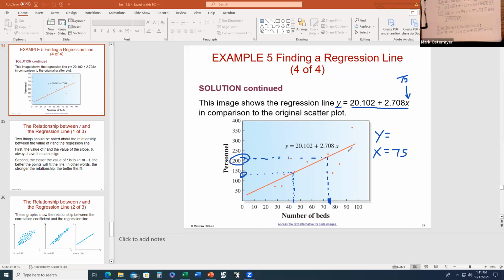So we can use this line for predictive purposes. Now, here's a very good question. Would we have any faith in making a prediction for a hospital that had 300 hospital beds in it? Anybody want to weigh in on this? Why or why not? This is a pretty deep question, so don't feel bad if you don't know the answer. I'm just wondering if anybody's got any input.